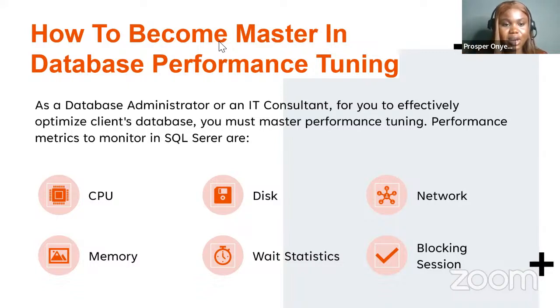Another performance metric you have to consider if you want to optimize a client database is the network. If a user is not able to access a database server, it might be from the network. Probably the network bandwidth is low. So this information needs to be transmitted to the network people for them to solve the issue, because they are the ones to solve that particular network issue.